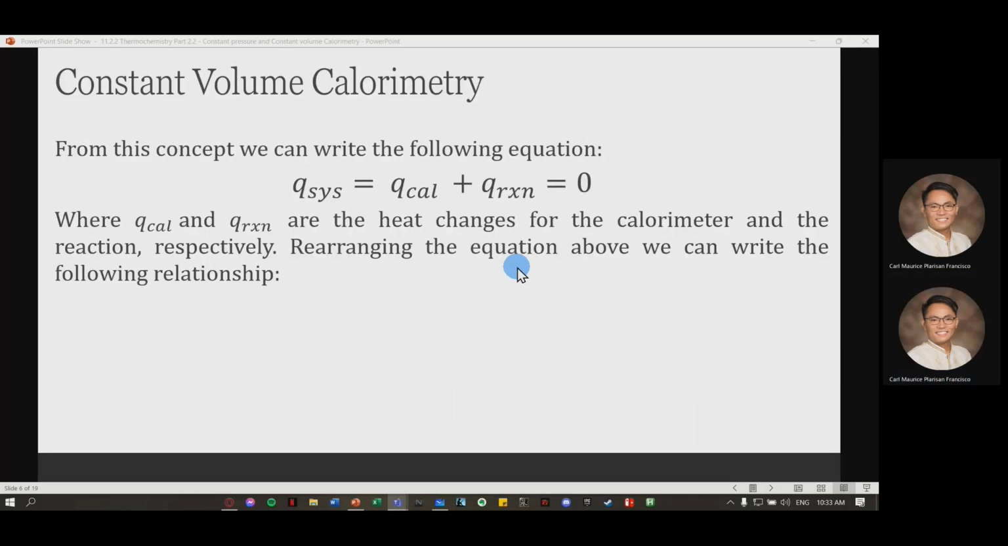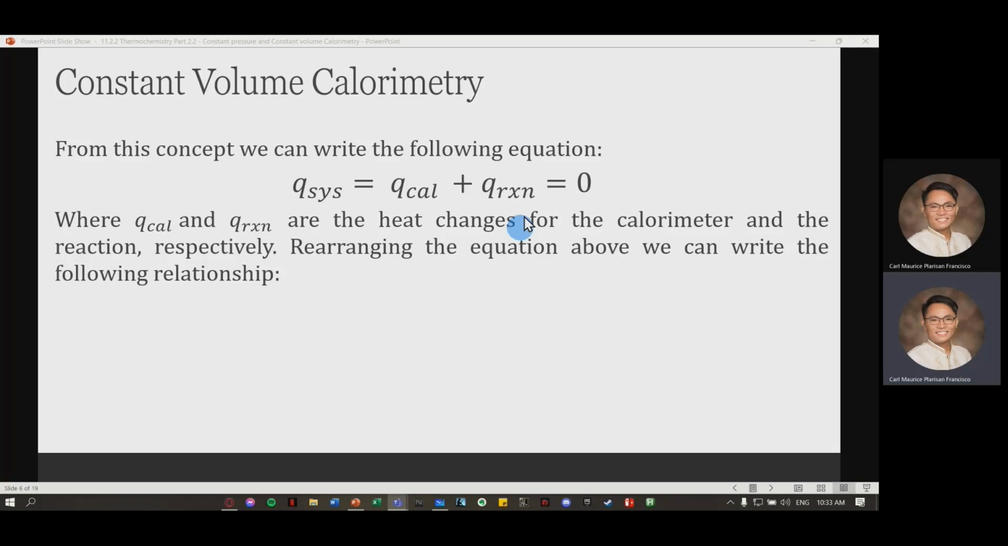Now, from the concept discussed in the previous slide, we can write the following equation. The heat of the system is equal to the heat of the calorimeter, Qcal, where the subscript cal means calorimeter, plus the heat of reaction, the reaction being combustion, must be zero. Where heat of calorimeter and heat of reaction are the heat changes for the calorimeter and reaction, we can rearrange the equation.